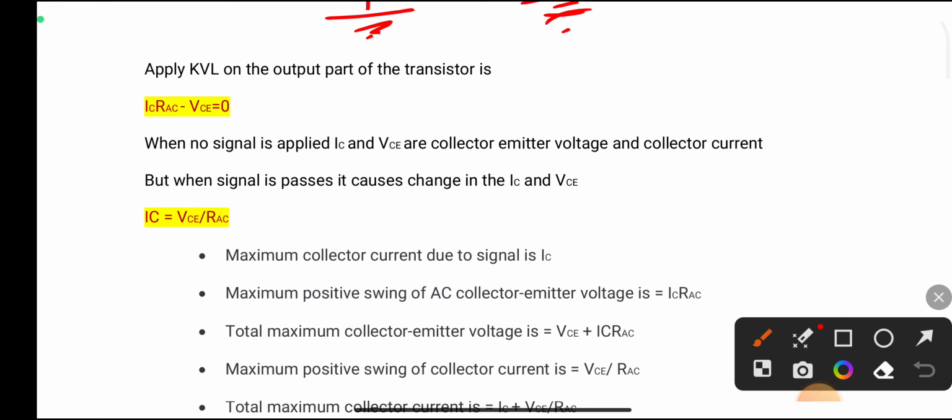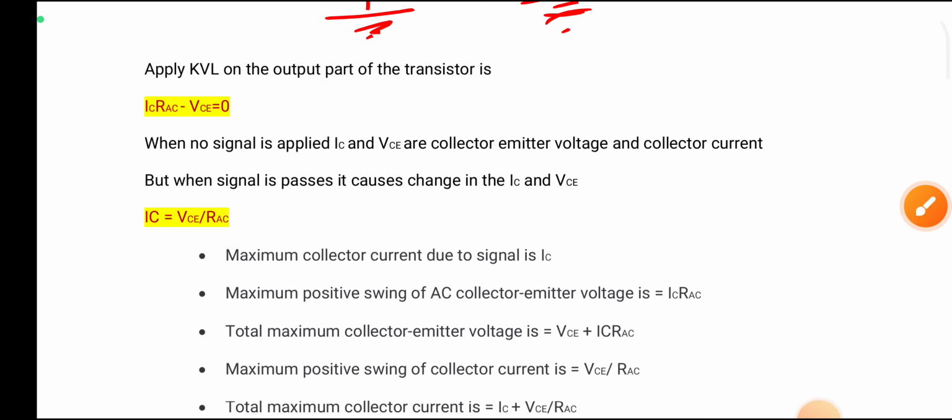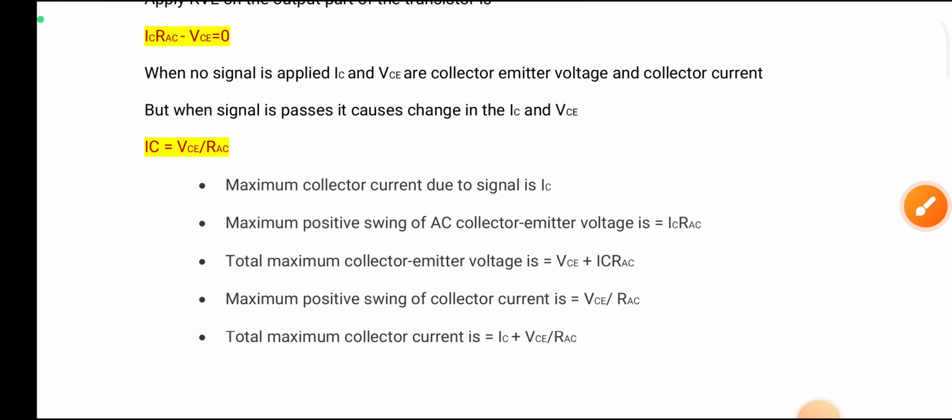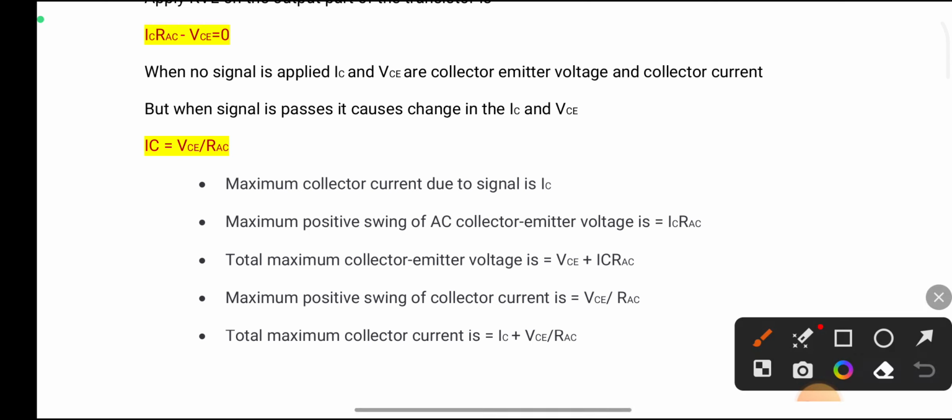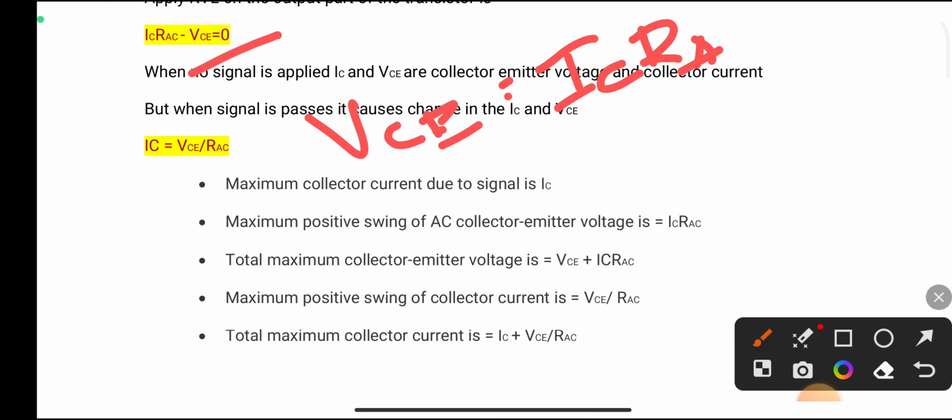Both these quantities change with the AC signal. Next, the maximum collector current due to the signal is IC. The maximum positive swing of the AC collector emitter voltage is IC times RAC. The maximum AC collector emitter voltage VCE is equal to IC times RAC. You can see here, VCE is equal to IC times RAC.